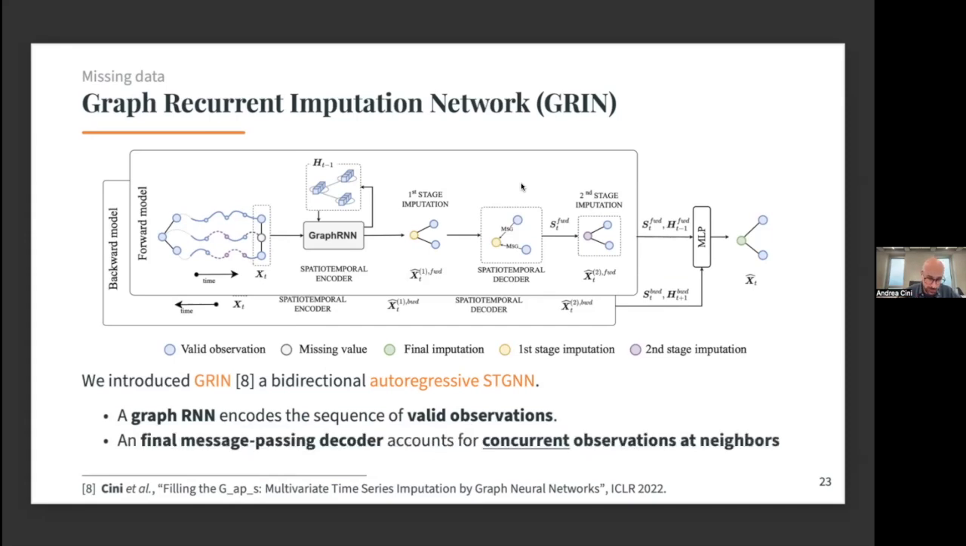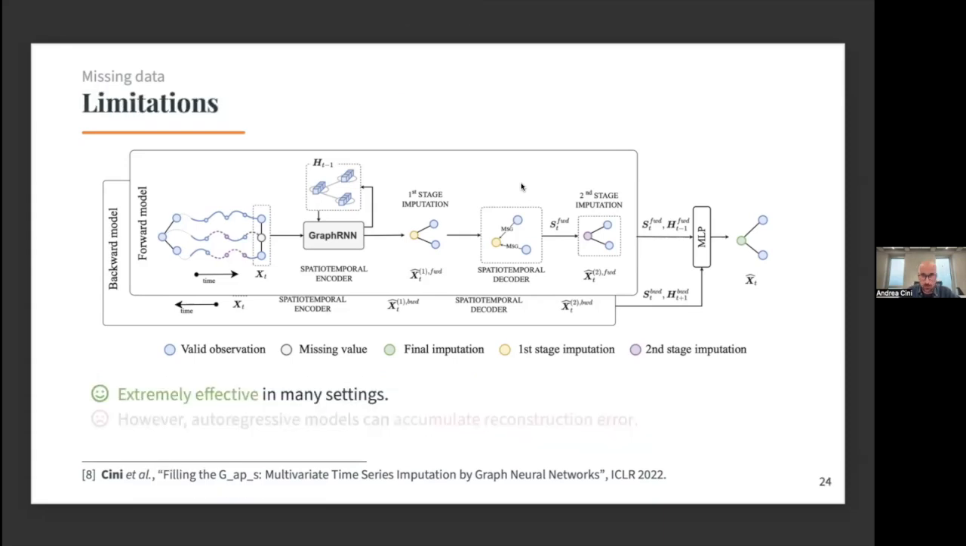Together with this bidirectional processing, we also have a final message passing step to take into account the concurrent observations at the neighbors of the target for the reconstruction. And as I will show, this approach can work very well in practice, and it works very well in many settings. And we had a lot of success applying this to different applications. However, being an autoregressive model, it can suffer from an accumulation of error anytime we are trying to reconstruct observations over a long sequence of missing data.